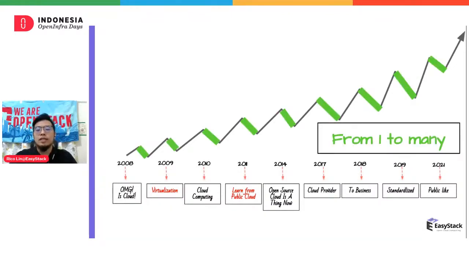Now, this is actually a very good model. I would like to explain what is from 0 to 1, what is from 1 to many, what Rico is talking about here. So from 1 to many means this path, this green path, that something is there, something's achieved.